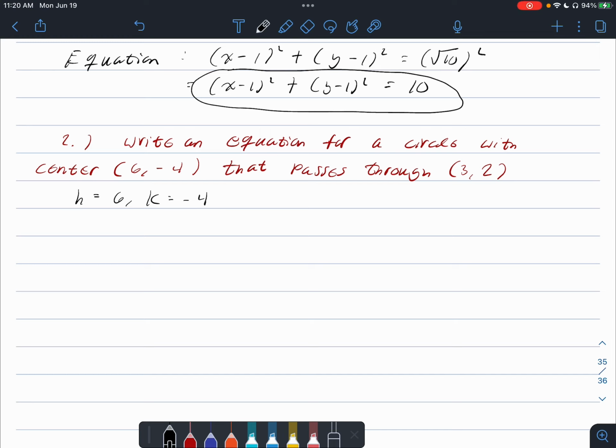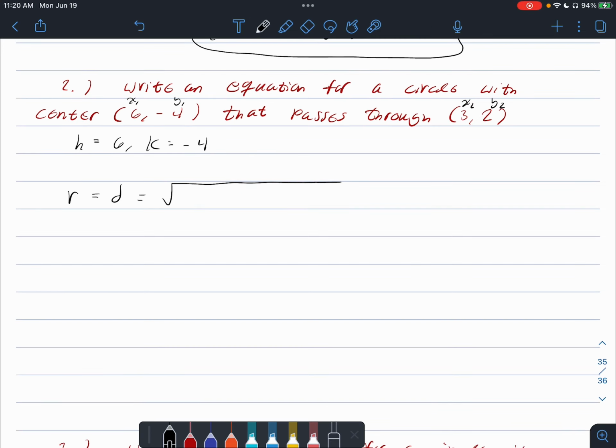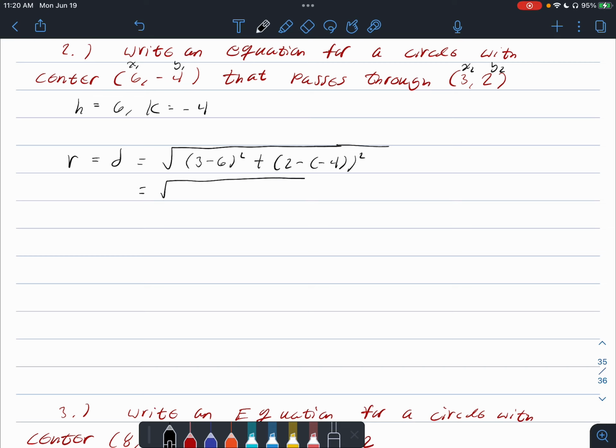So let's find the distance from the center to the point (3, 2). The radius is equal to the distance between these 2 points. Let's say this is x1, y1, and this is x2, y2. So we have x2 minus x1, 3 minus 6 squared, plus y2 minus y1, so now we have 2 minus a negative 4, squared. So now we have the square root of negative 3 squared plus 2 minus a negative 4.